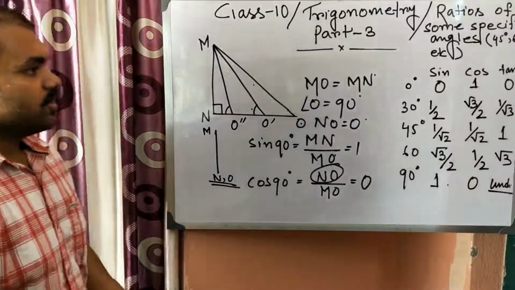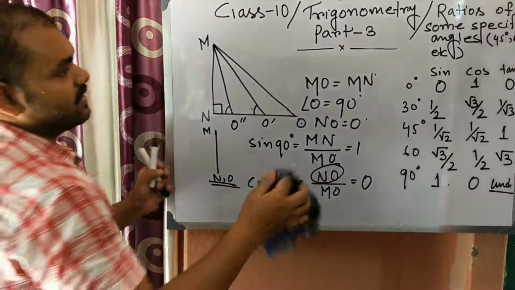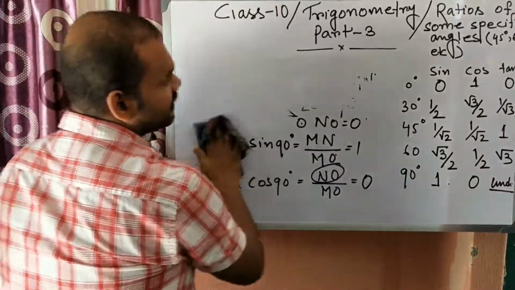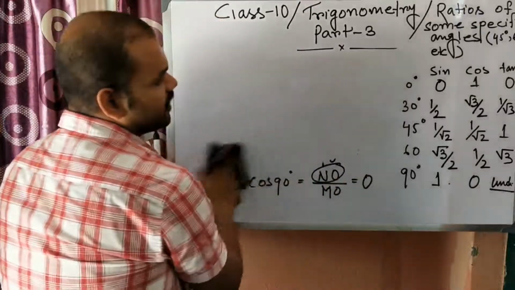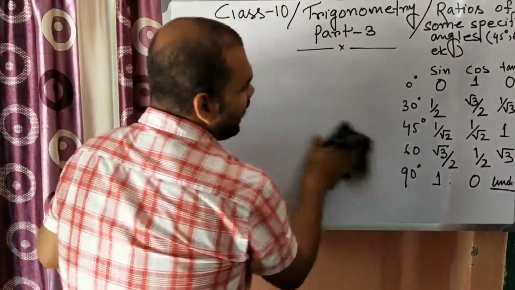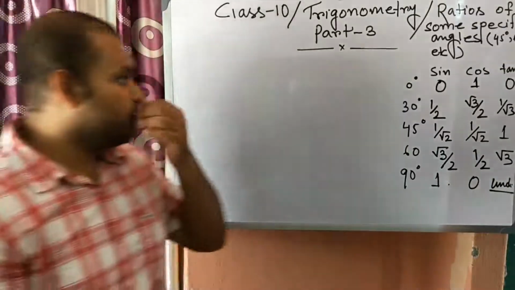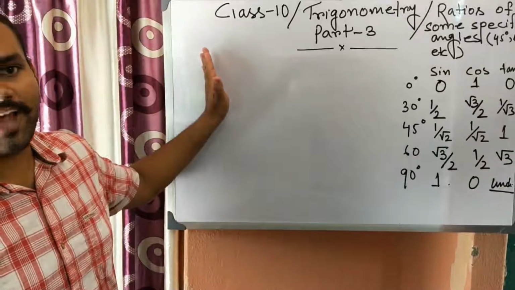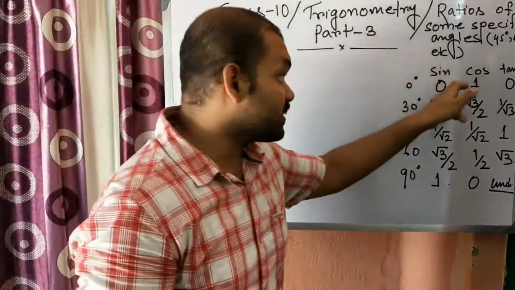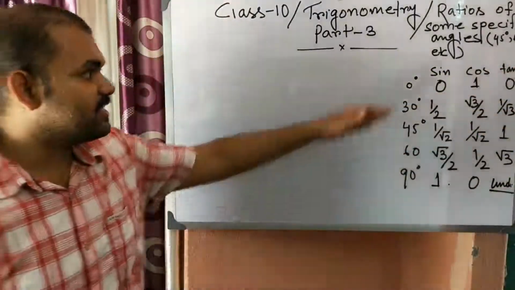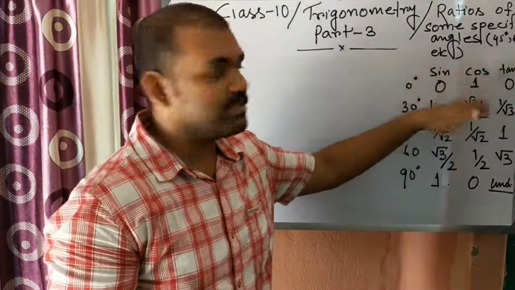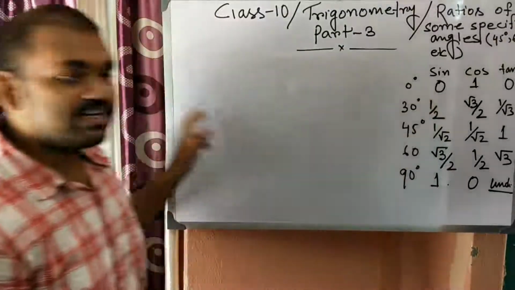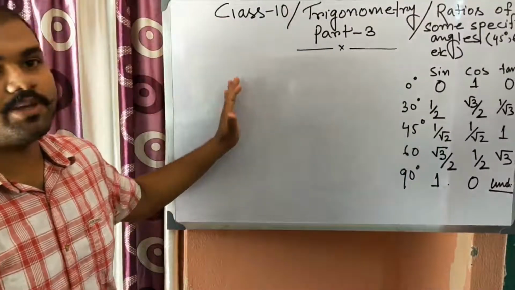Okay. So this is how we get the values of the ratios for the angles 0 degree, 30 degree, 45 degree, 60 degree and 90 degree. Now you have all these values, so you can write down the corresponding values for cosec, sec and cot, because those are the reciprocals of sine, cos and tan. So you can easily complete the entire chart, and you need to remember that chart.